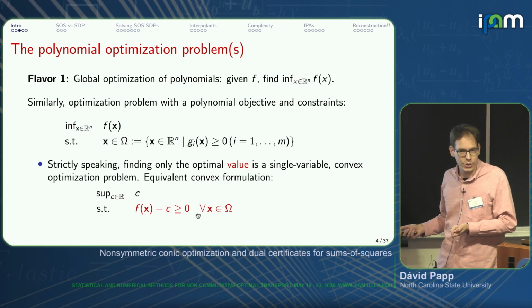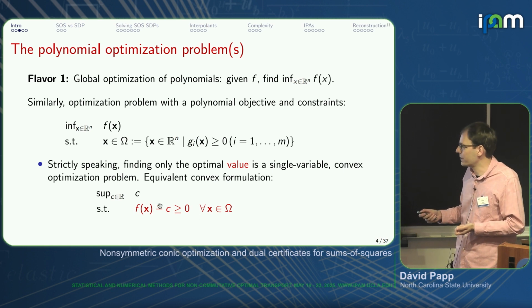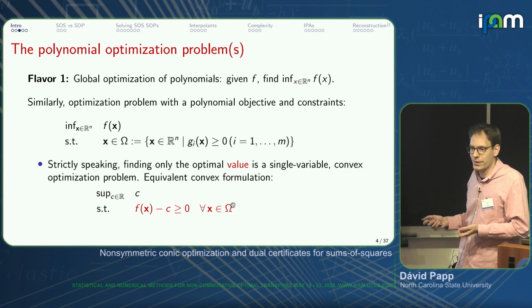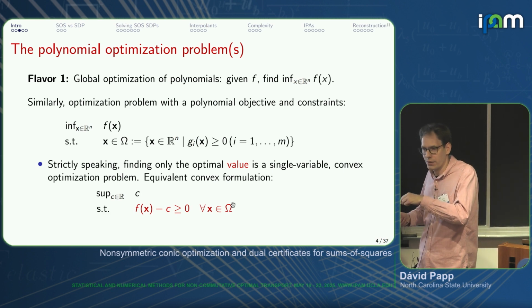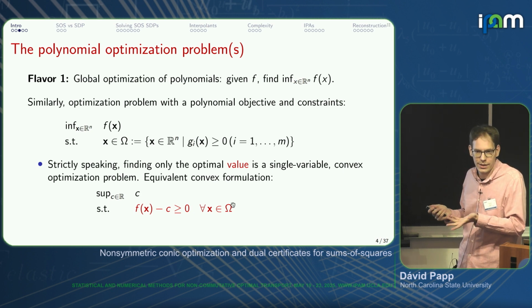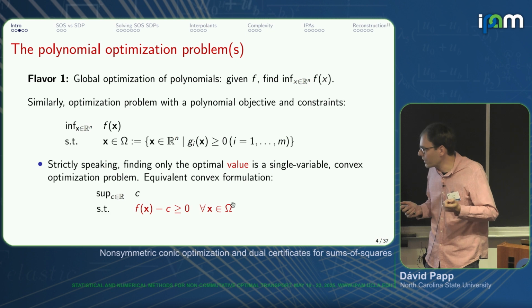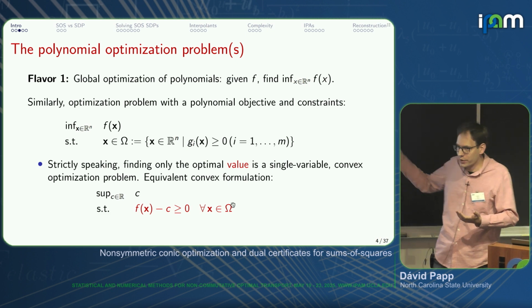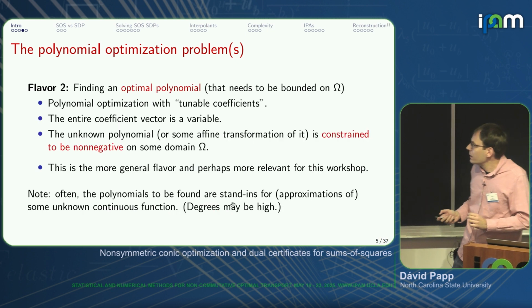And this is a convex optimization problem because my objective is obviously just a linear function, and my only constraint is a convex constraint, right? Because the set of polynomials that are non-negative on omega is a convex set regardless of what omega is, okay? But obviously this is just as hard as the original problem.